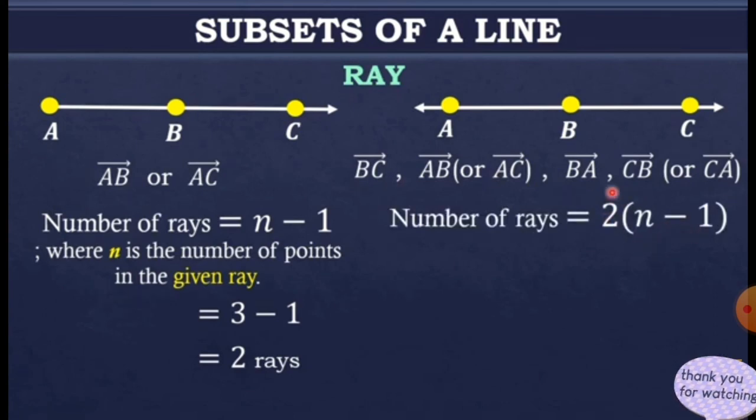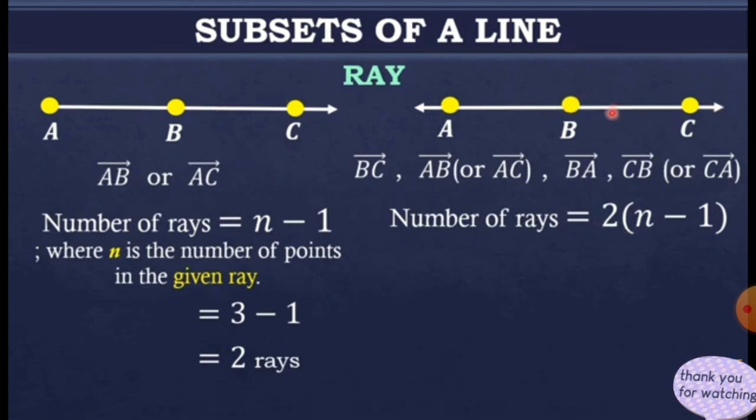Now, tatandaan, bakit tayo nagkaroon ng 2? Kasi po, bakit siya nagta-times 2? Kasi po, eto, ray lang siya. Now, this time, line na po. Meron na nadagdagan siya ng isang direction dun. So, kaya siya nagta-times 2. So, a ray is just a part of a line.